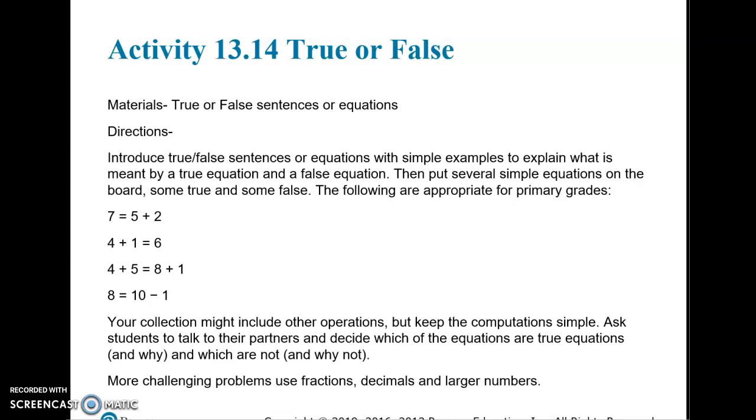Some more challenging problems could be 120 equals 60 times 2, or adding fractions, 1/2 equals 1/4 plus 1/4, or 1210 minus 35 equals 1310 minus 45, 1 equals 3/4 plus 2 1/2, or 0.4 times 15 equals 0.2 times 30.